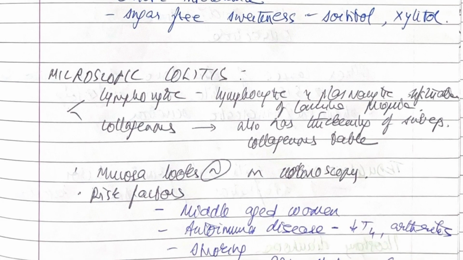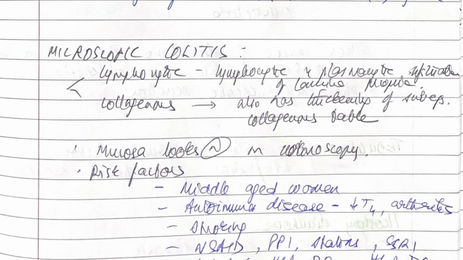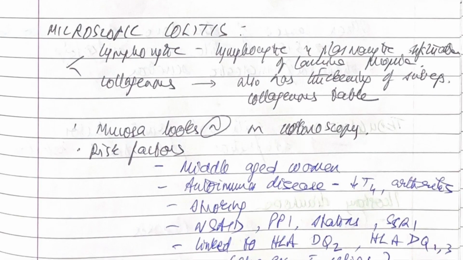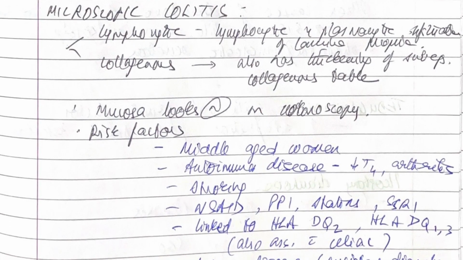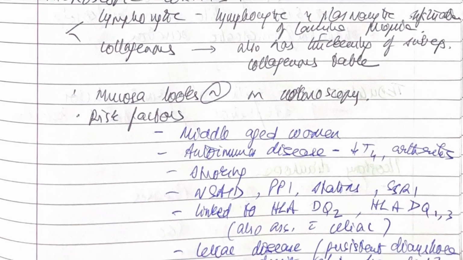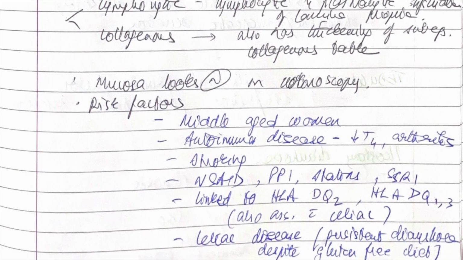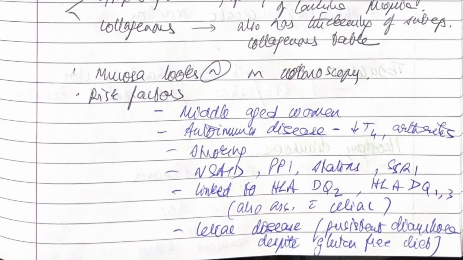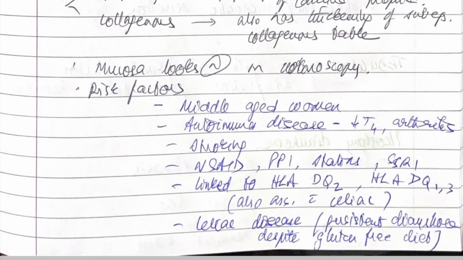Microscopic colitis includes lymphocytic and collagenous colitis. Lymphocytic and plasmacytic infiltrates are present in the lamina propria, but in collagenous colitis there's also thickening of the subepithelial collagen table. The mucosa looks normal on a colonoscopy.